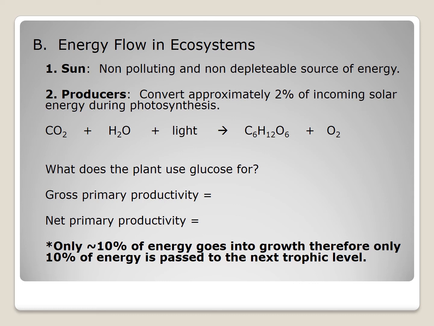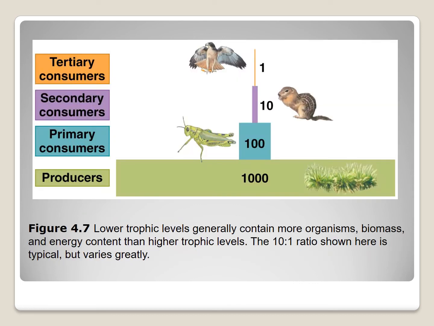Another way to look at the energy flow is in this diagram, where you'll see that 10-to-1 ratio, or that 10% transfer of energy up our food chains or our food webs. So you'll see here it says lower trophic levels generally contain more organisms, biomass, and energy content than higher trophic levels. The 10-to-1 ratio shown here is typical but varies greatly.